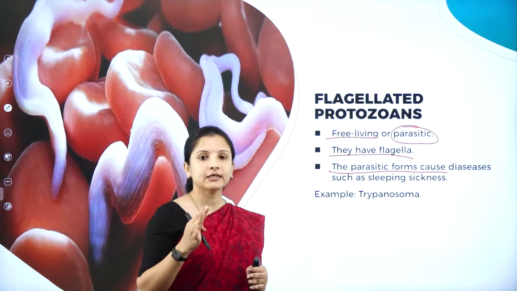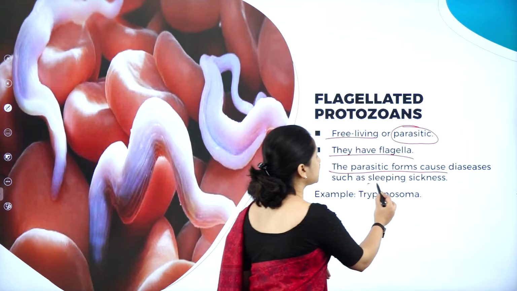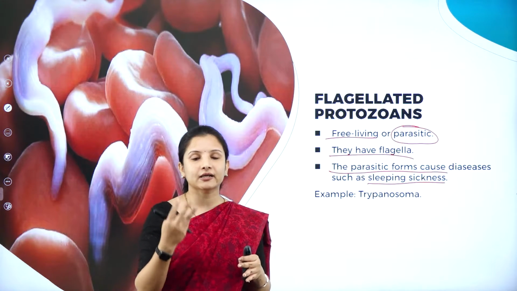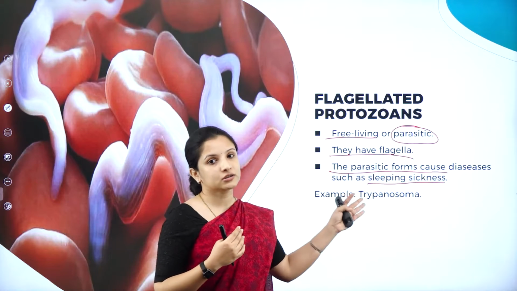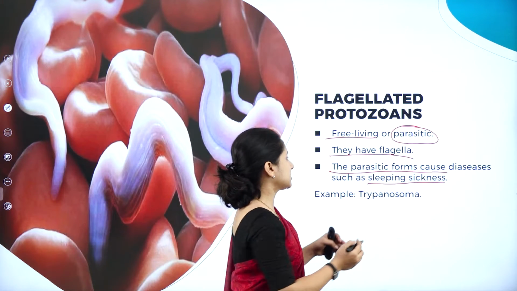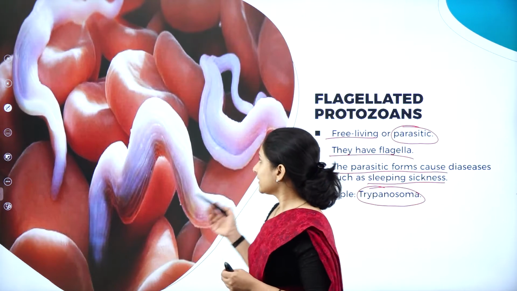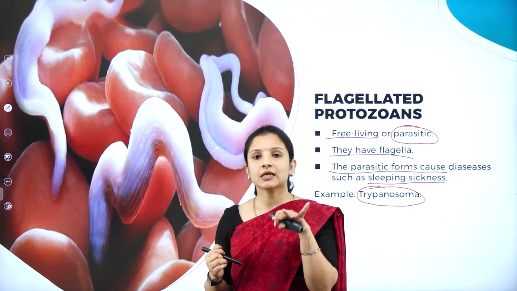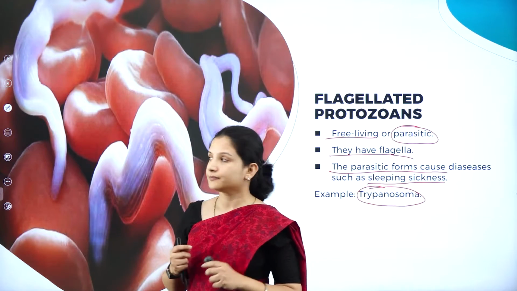One of the important diseases caused by flagellated protozoans is sleeping sickness. These flagellated protozoans start attacking the red blood cells, and when they infect the red blood cells, it causes a disease called sleeping sickness in human beings. The best example is trypanosoma. Trypanosoma is the best example of a flagellated protozoan, and it infects the red blood cells and causes sleeping sickness.